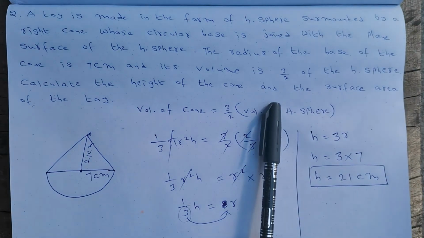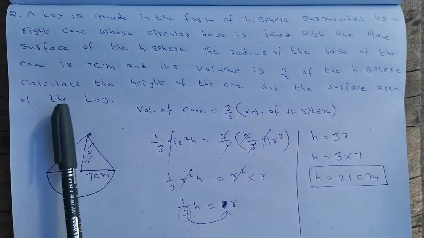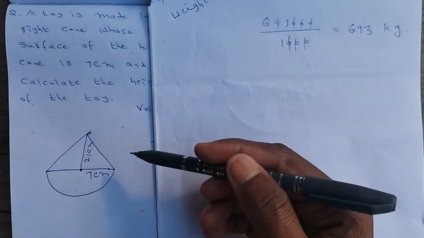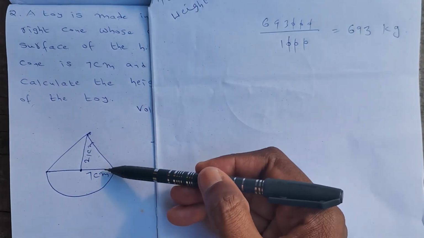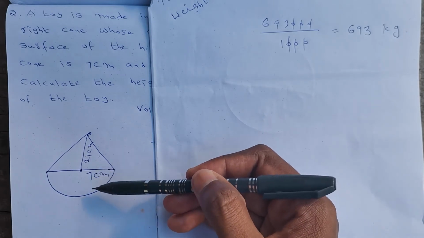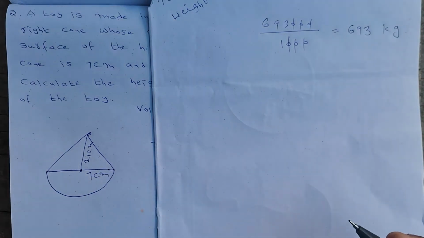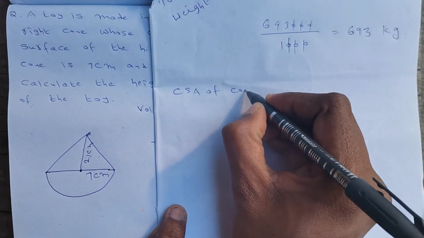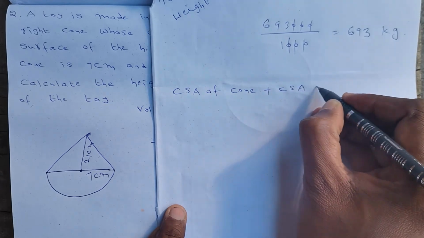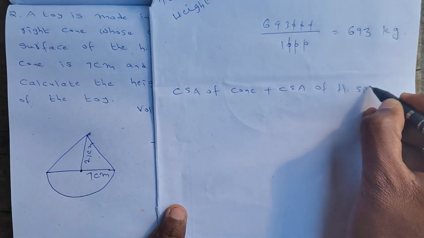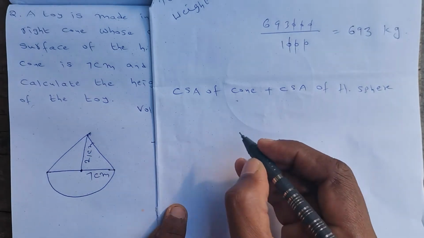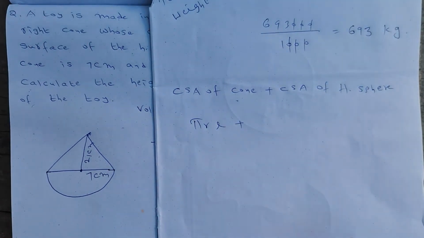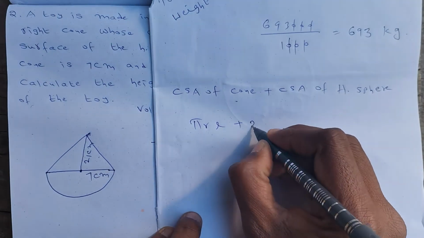Then find the surface area of the toy. So we need to find the surface area of the toy also. Here the cone bottom is not visible and the hemisphere upper part is not visible because those two are attached to each other. So we need to find the curved surface area only again. So curved surface area of cone plus curved surface area of hemisphere. Curved surface area of cone formula is pi r l, plus curved surface area of hemisphere is 2 pi r square.